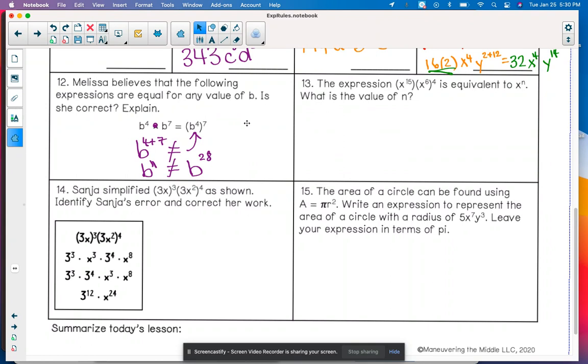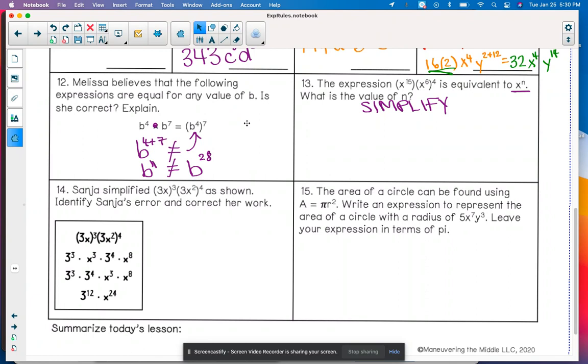For 13, the expression x to the 15th times x to the 6th raised to the 4th power is equivalent to x to the n. What is the value of n? So all they want us to do here is simplify. That's all it's asking us to do. So we're going to work this problem out together.